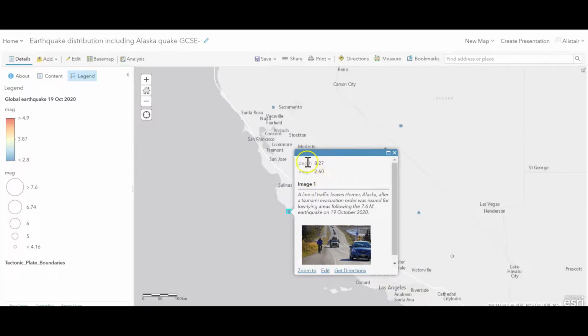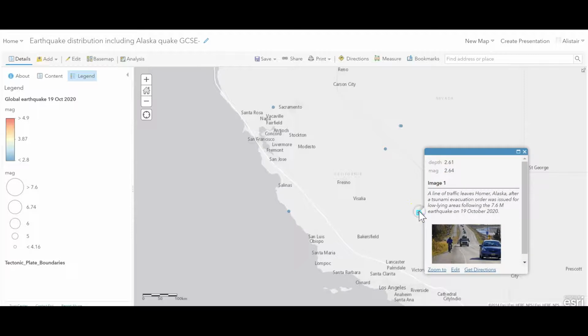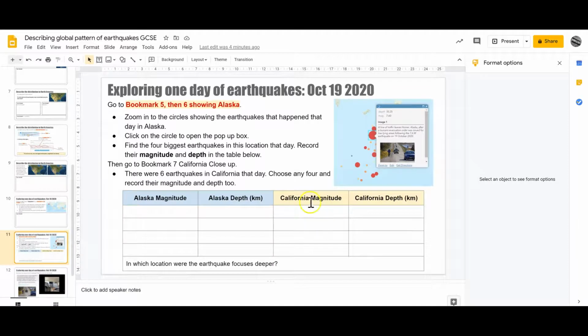Now, can you notice that depth? What was the number that I told you to remember for Alaska in terms of depth? Do you remember it? Did you say 30 kilometers? You did. Good for you. Oh, that's quite different, isn't it? So you just choose any 4 of those, fill that in, and you'll have the sizes and depth in Alaska, sizes and depth in California.